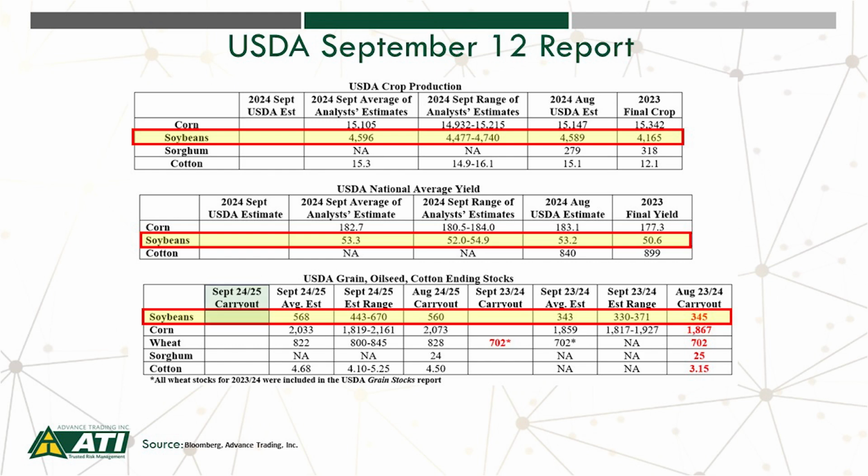What I want to highlight here is what I think is the most important item to look at on Thursday, and that's the lower left-hand corner. What's the carryout estimate for soybeans when all the dust is settled, as it were, when any changes occur to crop production, yield, as well as demand trends?